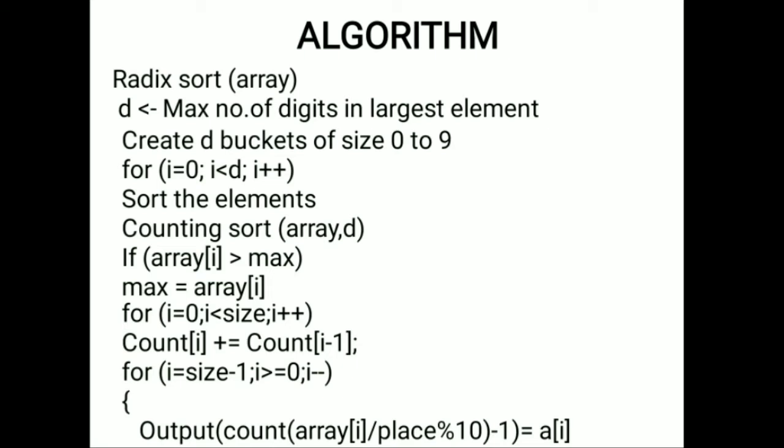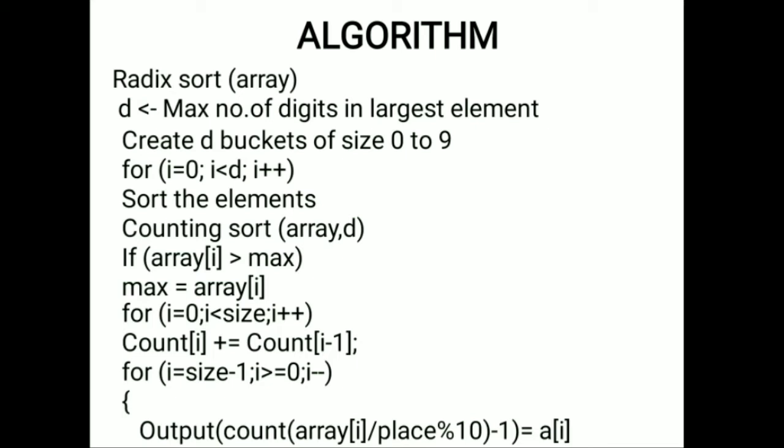Let's get into the algorithm of the Radix sort. Take an array, and find the maximum number of digits in the largest element. That many passes will be required. That means if there is a 3-digit number, we will need 3 passes to compare the place values of the numbers.